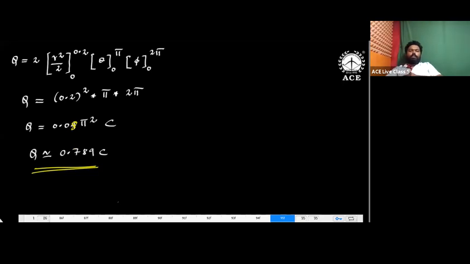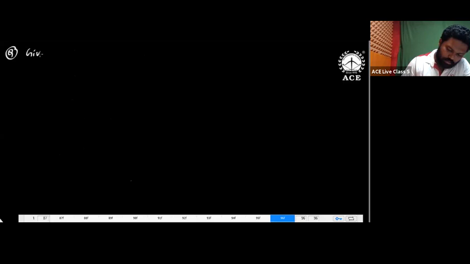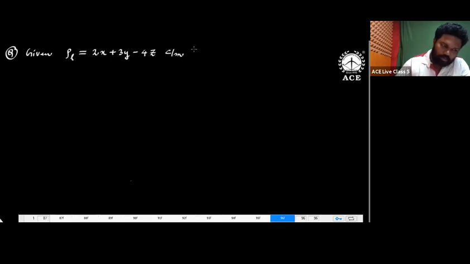Let me turn the page here. We'll take one question here. I'll give it as a homework question. Given rho L is equal to 2x plus 3y minus 4z coulomb per meter.